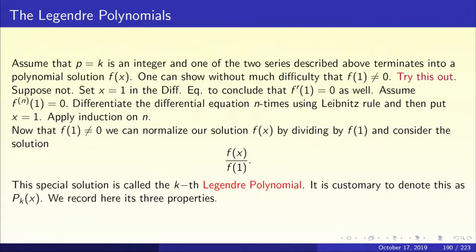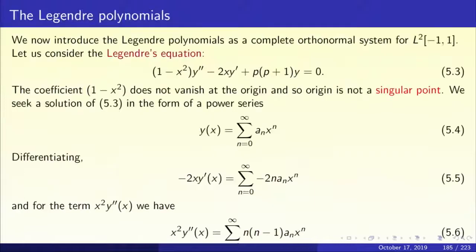Let us put x equal to 1 in the differential equation. So what is the differential equation again? Let us look at equation 5.3. We have assumed that we have a solution y of x, which is a polynomial solution, and y of 1 happens to be 0. That is what we are trying to rule out. So proof by contradiction, right? So assume that y of 1 is 0. So let us put x equal to 1 here.